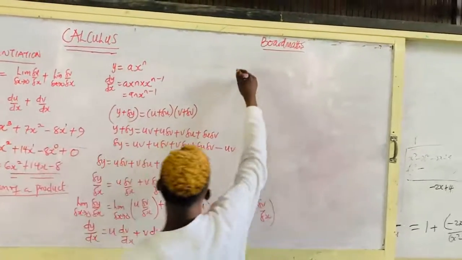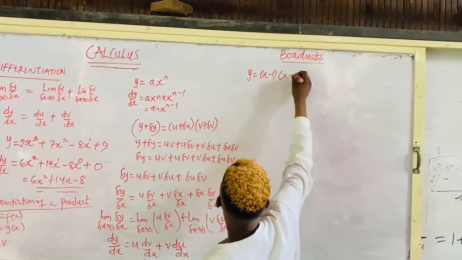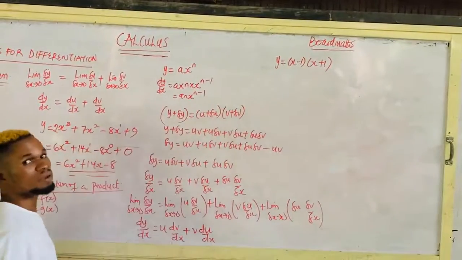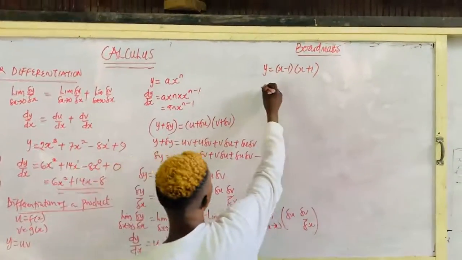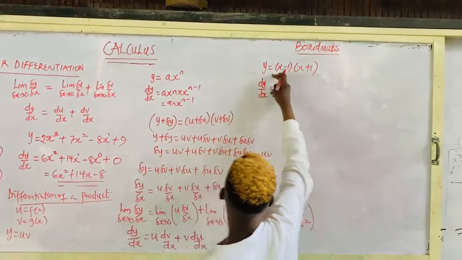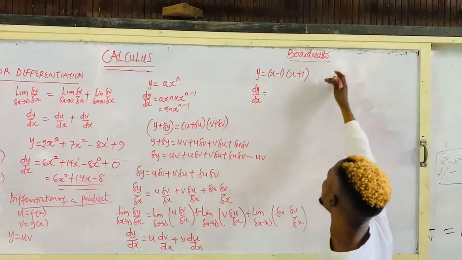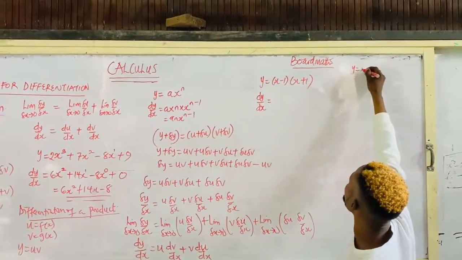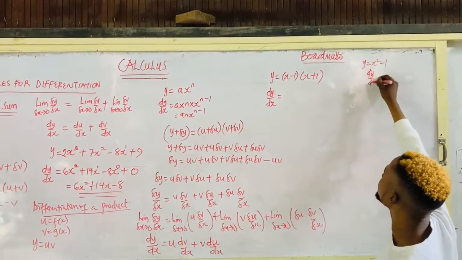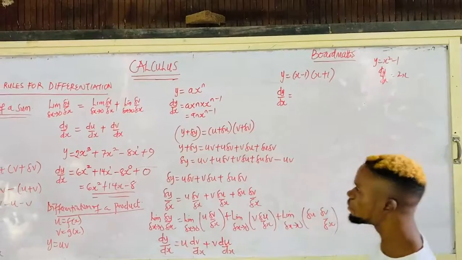Now let's say we have y equals (x minus 1)(x plus 1), and we have to find the derivative coefficient of the function. y is a function of x. First derivative coefficient, dy/dx. We can actually expand this, and it is the same as x squared minus 1. Then find dy/dx, which is 2x. But here we want to use the product rule.